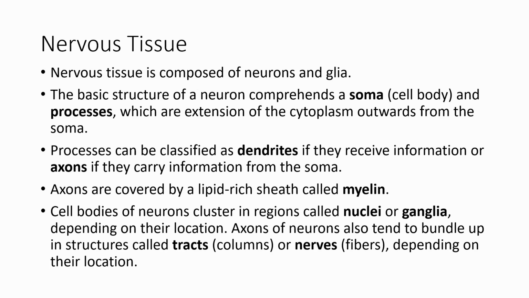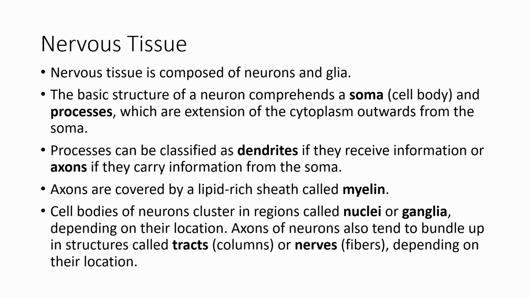The basic structure of the neuron is the soma, sometimes called the cell body, and the processes, which basically are the dendrites and the axons. Dendrites are going to receive information from a receptor, from another neuron, right? They're going to bring information into that cell body, and then the axons are going to carry that information away from the cell body. These axons have this beautiful lipid-rich sheath called a myelin sheath, right? And we'll get into that in just a little bit of what that's for.